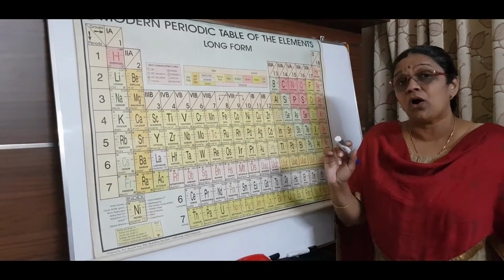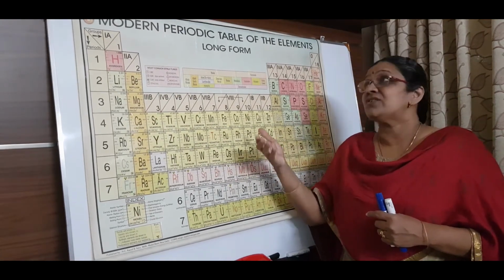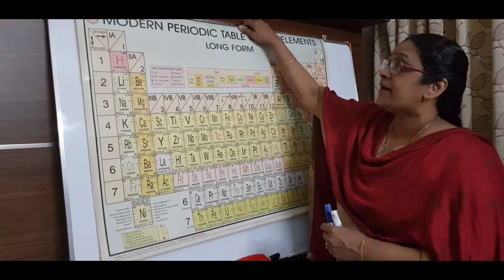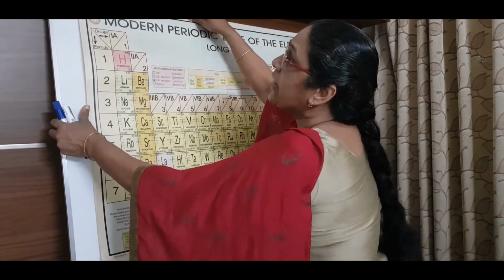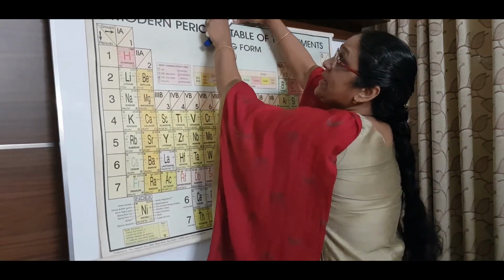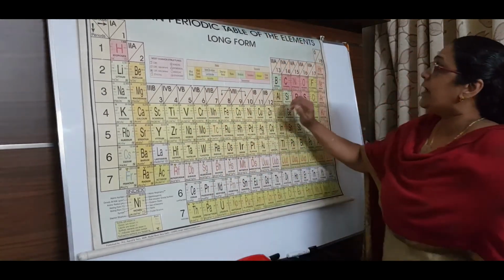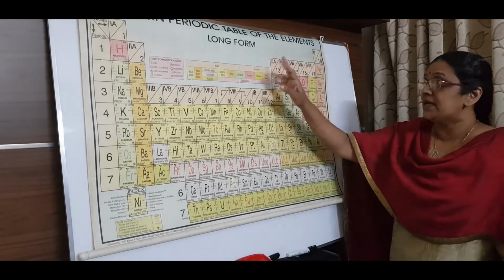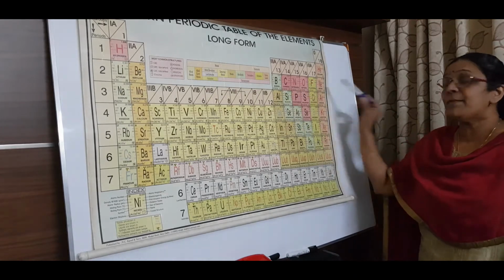Okay. Now why do you call them S-block elements? Because the valence electrons are in the S orbital, isn't it? The electrons are in the S orbitals. That is why we call them S-block elements. Okay. Then comes the P-block elements. See, from the 13th group to the 18th group, it is called the P-block elements.